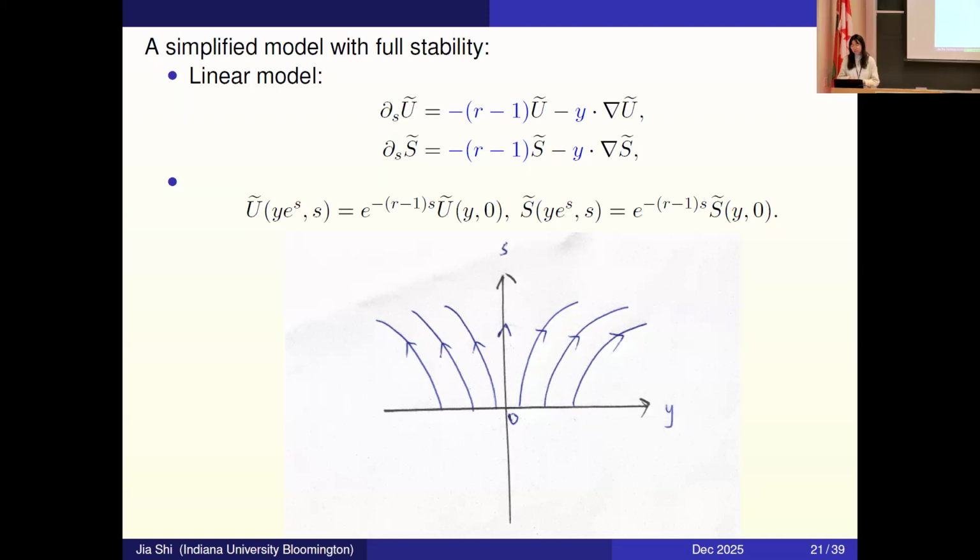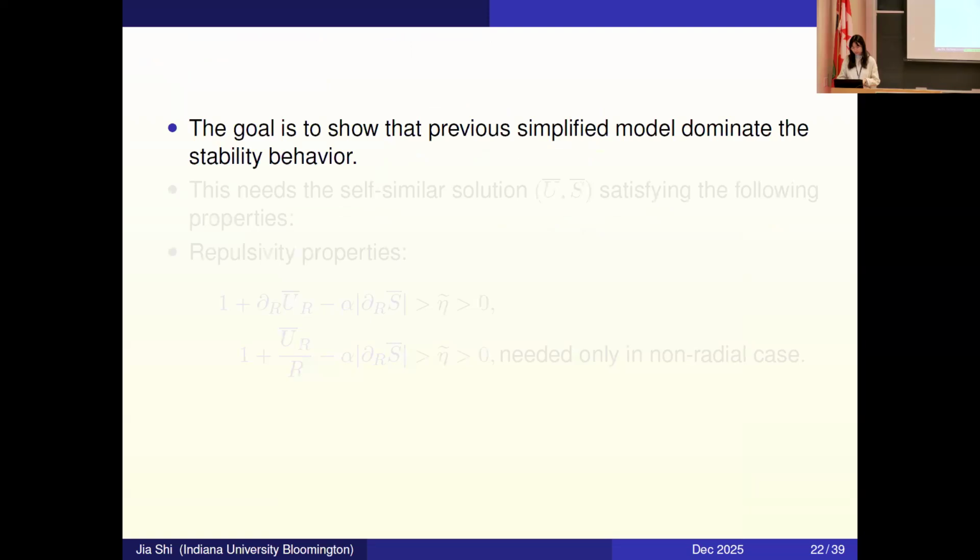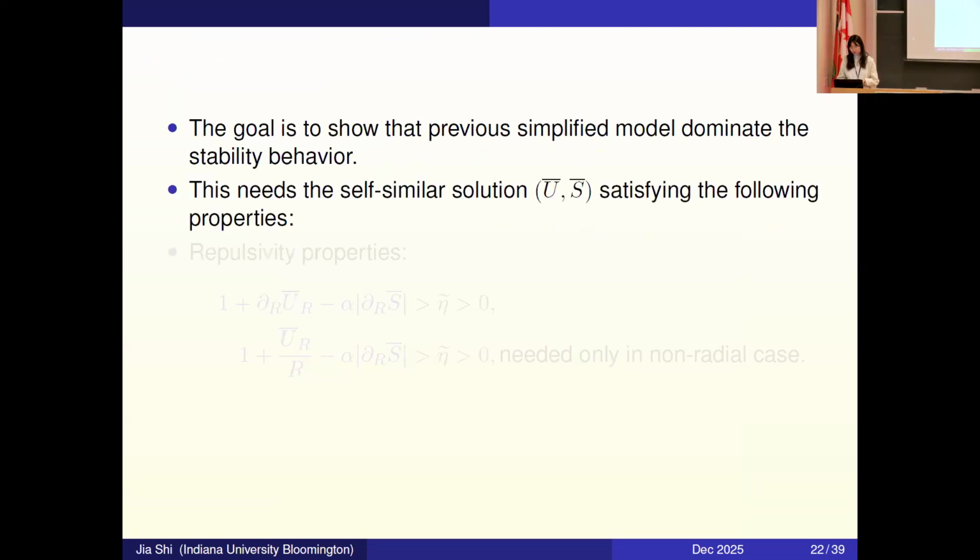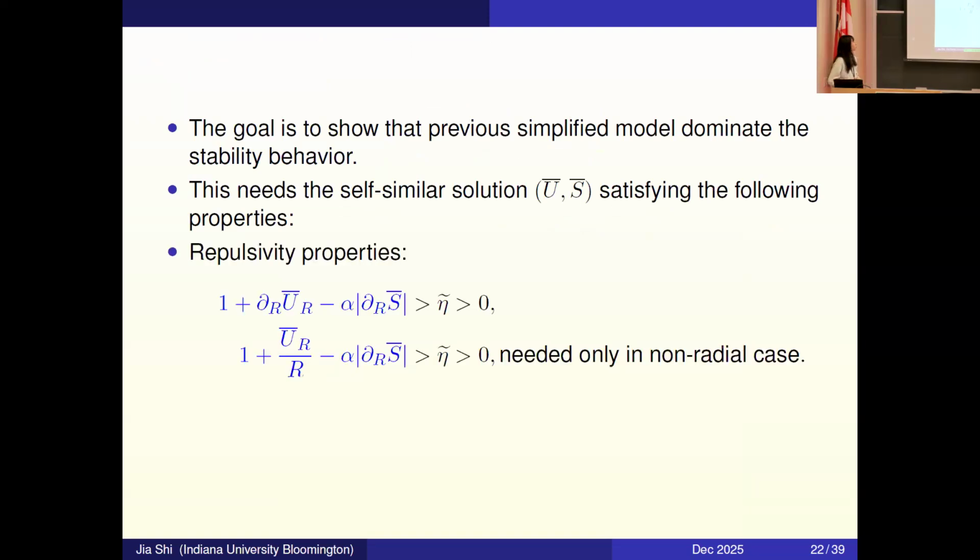So all the stability arguments for the compressible Euler are to show that these two terms will actually control other terms in some sense. Of course you need some properties of the self-similar solutions to make sure those things can be controlled. So the two most important properties are the repulsivity.